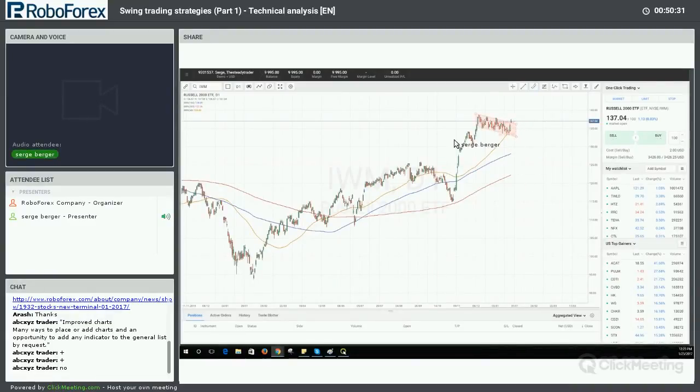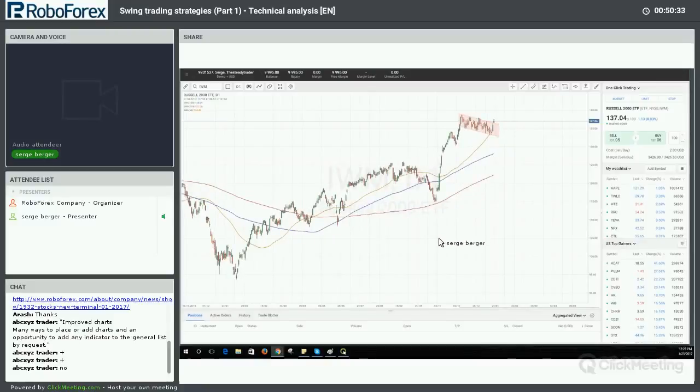So I think the Russell 2000 right now could be moving into a new upswing, a swing to the upside after having been in a consolidation phase. We can also call this a bull flag pattern, by the way. Some people call it a bull flag pattern. I entirely think it's possible that we could see about 140 on this ETF representing the Russell 2000.